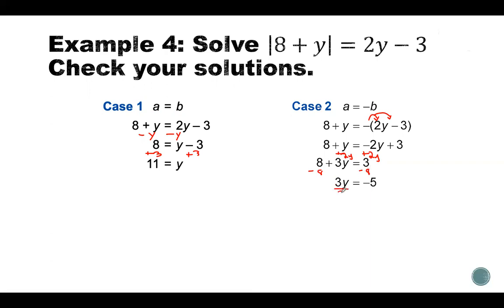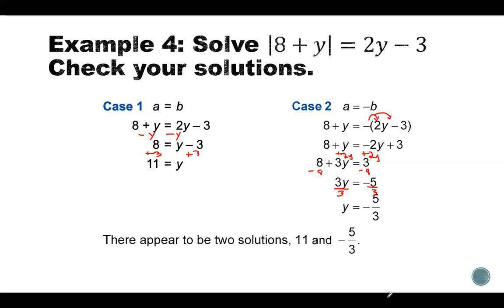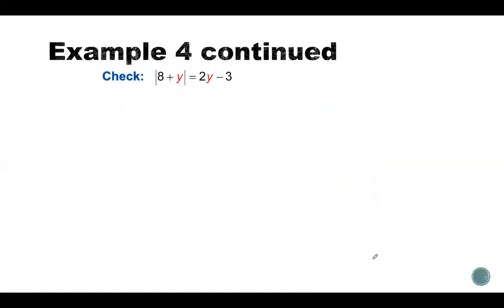And now we're going to divide by 3, and we get y is equal to negative 5/3. So now we're going to check our answers to see if they both work or if neither of them work. So we're going to plug those in and check. Here we're going to start off with our y equals 11. 8 plus 11 is 19. 2 times 11 is 22. And then we're going to do the minus 3.